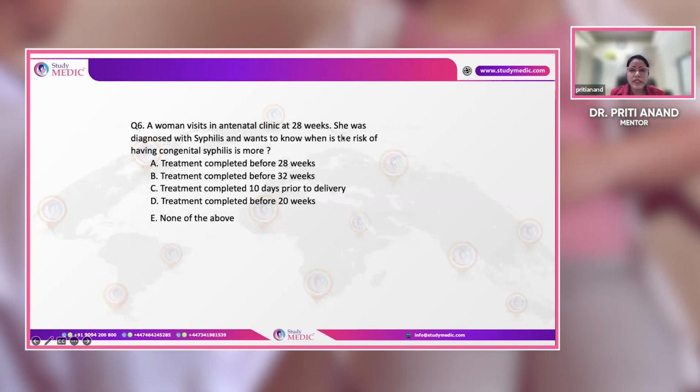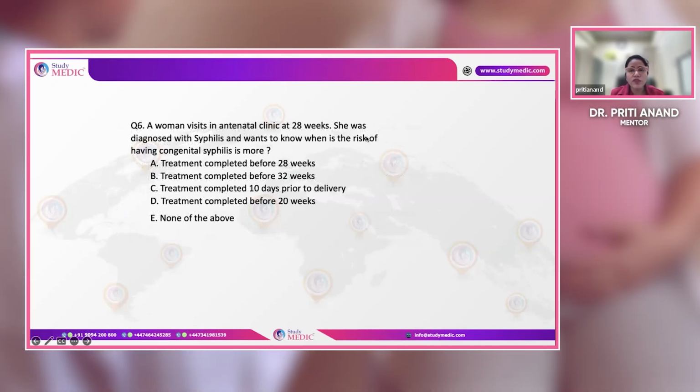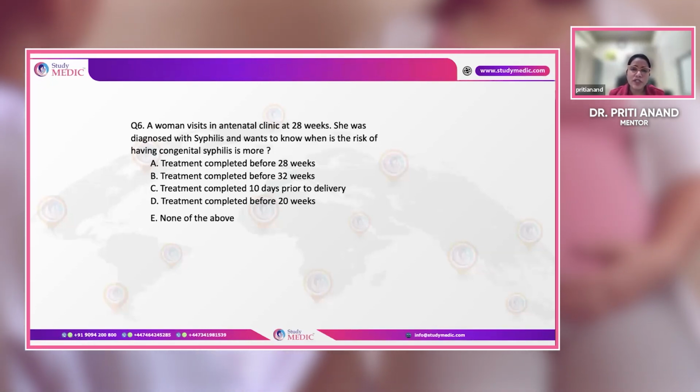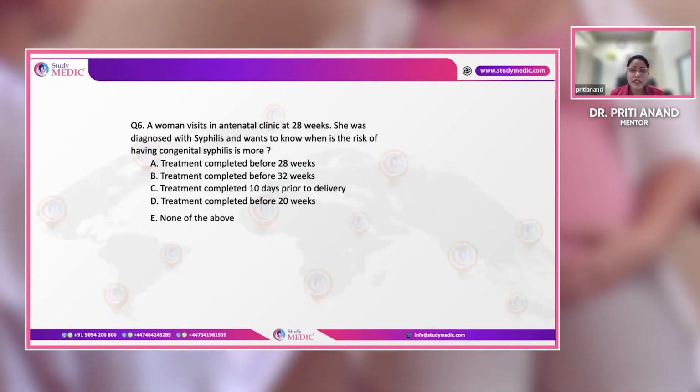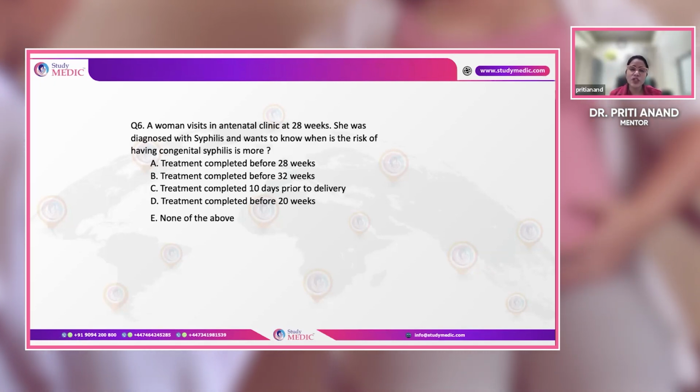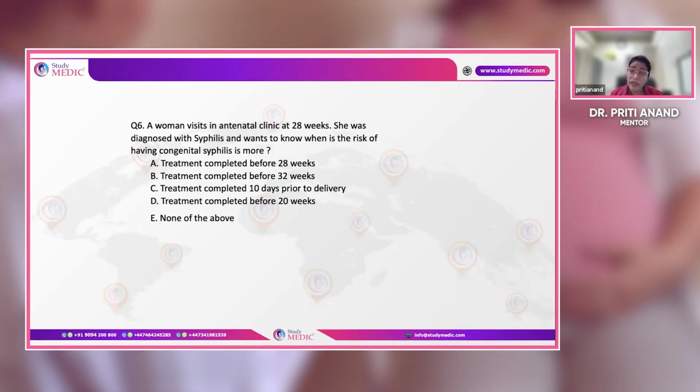A woman visits an antenatal clinic at 28 weeks. She has been diagnosed with syphilis. She wants to know when the risk of congenital syphilis is higher. Ideally, if the patient starts any treatment for syphilis in pregnancy, it has to be completed 30 days before the expected date of delivery. Before the delivery occurs, 30 days before, she has to complete the treatment.